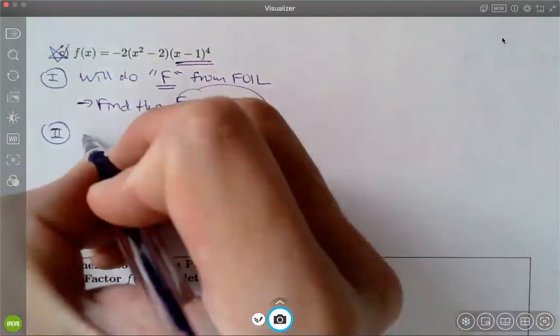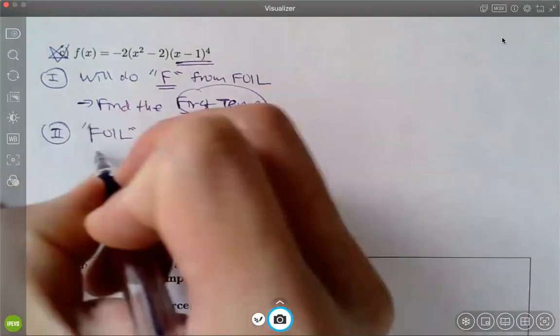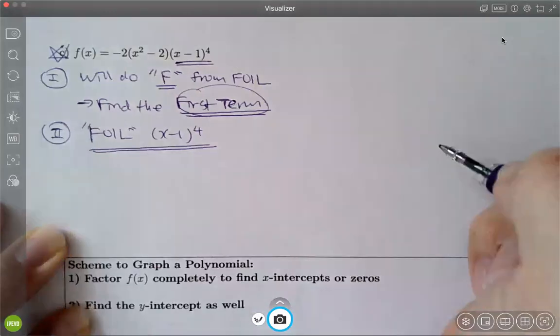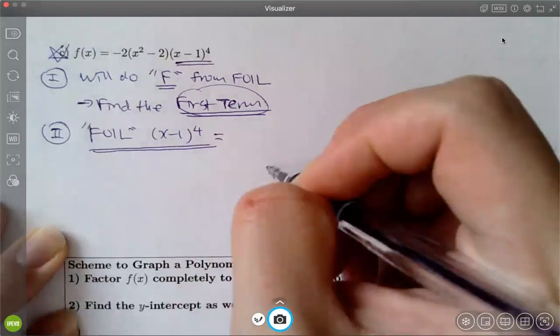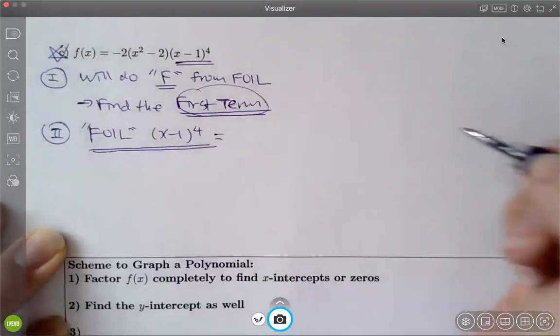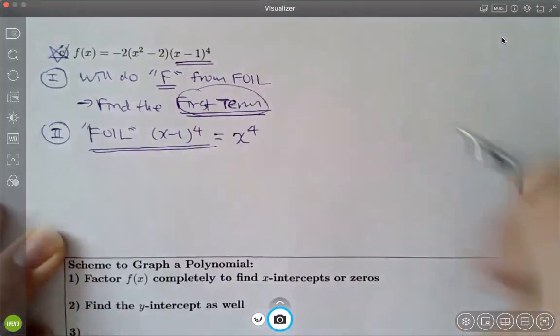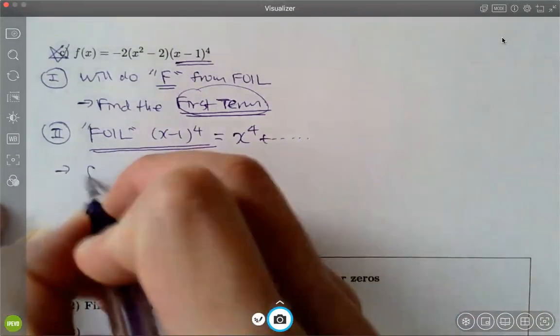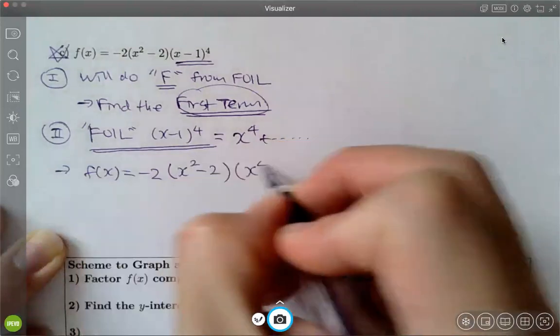So, FOIL x minus 1 to the fourth. What is the first term? It's x minus 1 multiplied 4 times, so the first term will be x to the fourth, and then we have something which we don't care about. So we have f of x equal to -2 times (x squared minus 2 times x to the fourth plus whatever, which we don't know).